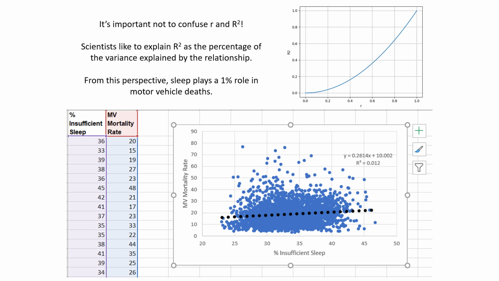Even though our R value for our percent sleep against motor vehicle mortality rate, the correlation, is 0.11, our R-squared value is only 0.012. And the way that we usually express that is as a percentage. So we would say sleep plays a 1% role in motor vehicle deaths. So not much, not zero, but not much.